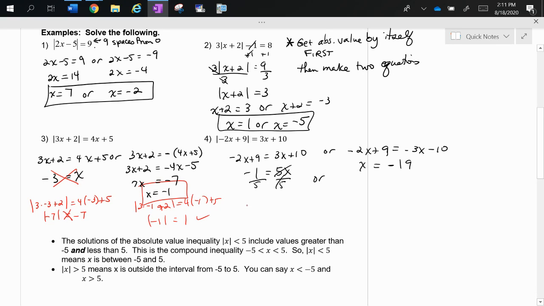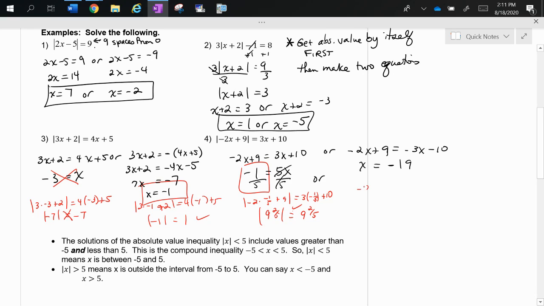I'm going to plug in negative 1/5. The absolute value of negative 2 times negative 1/5 plus 9 is equal to 3 times negative 1/5 plus 10. Is that true? Let's see. That would be 2/5 plus 9 is 9 2/5, equals negative 3/5 plus 10, which is 9 2/5. So that is true. So negative 1/5 is a solution.